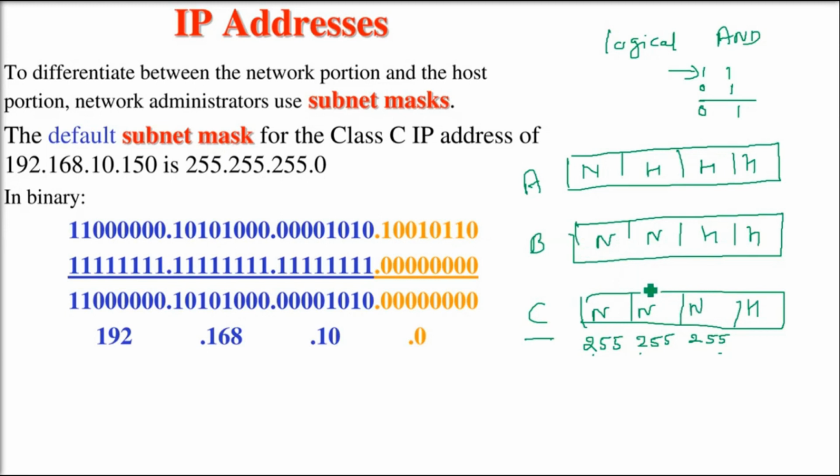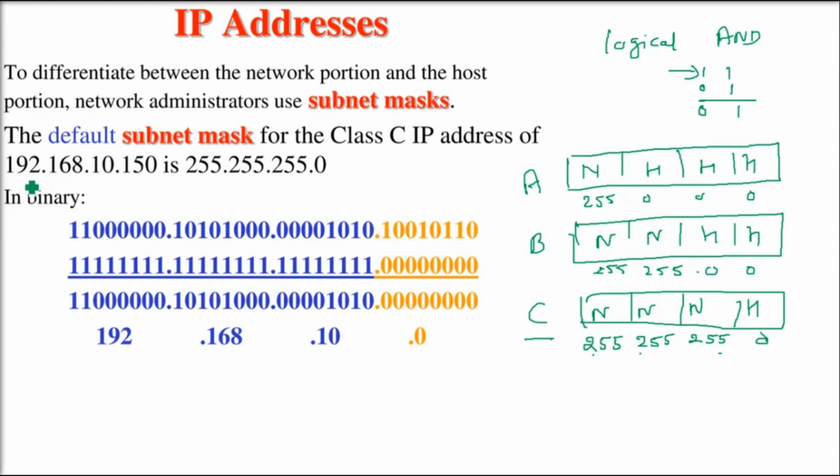So what is the default subnet mask for class B? 255, because it has to be all 1s for network and all 0s for host. So for class A, 255 for network, 000 for host. Class C, class B, and class A have these subnet masks. In class C, as we see here, it is 255.255.255.0, when we take 1s eight times, and then 000.